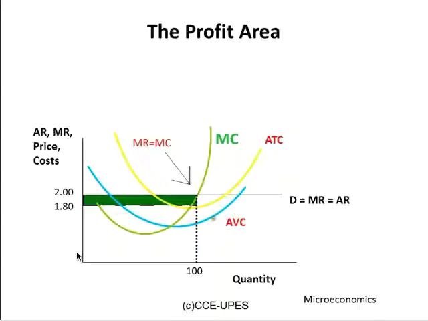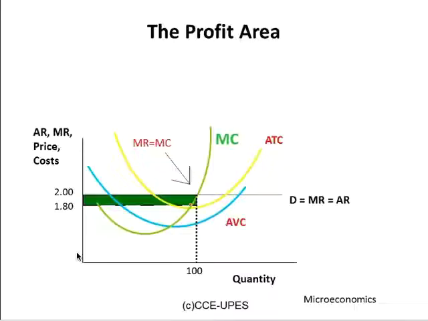How much profit is he getting, which is the maximum? In this particular case, this particular firm with these cost curves and with this revenue curve is getting the maximum profit. The area is shown by this black rectangle.